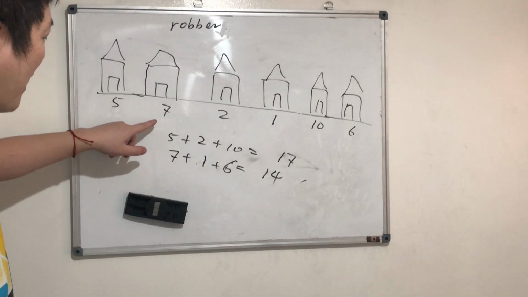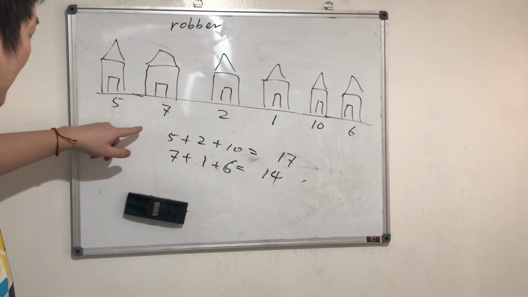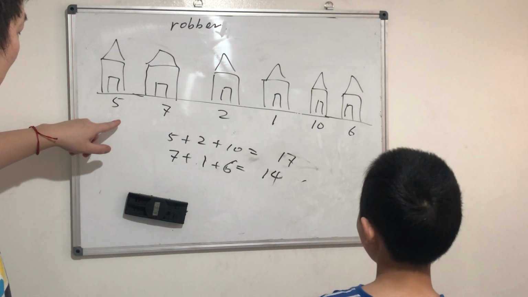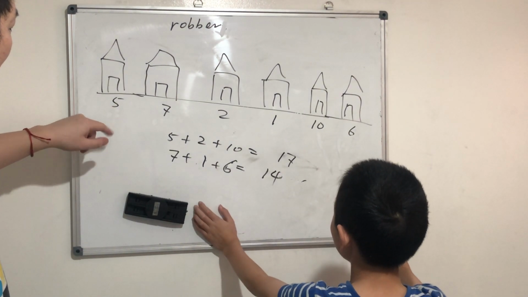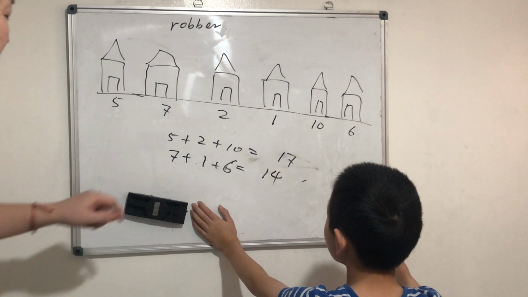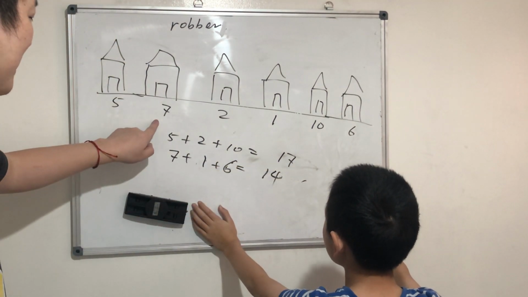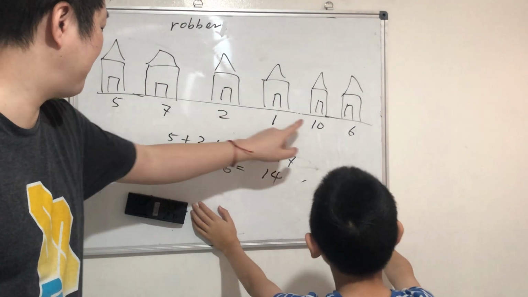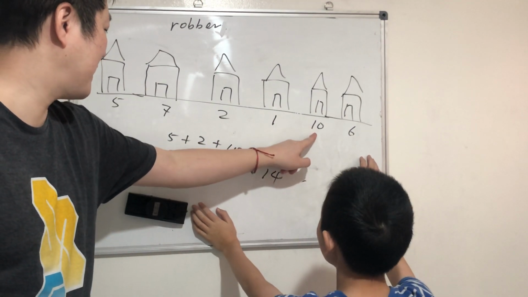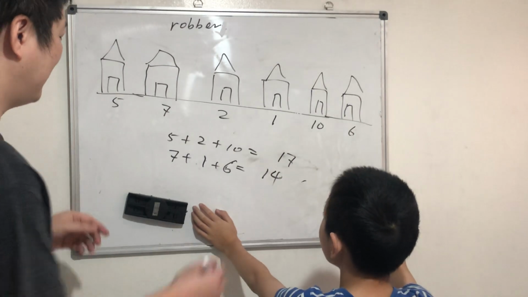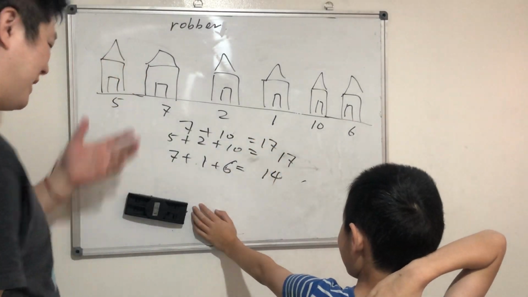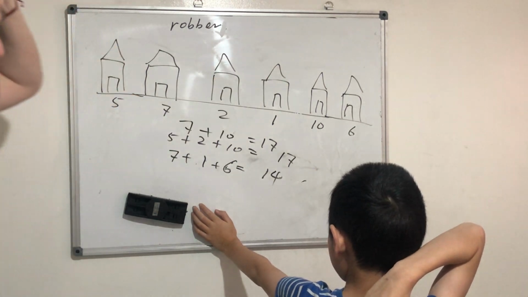Okay. And how about, are there any better ones? I don't think so. I think this is the optimum one. Yeah, this is the optimum. How about 7 and 10? Another solution will be 7 and 10, but that's okay, you can skip 2.